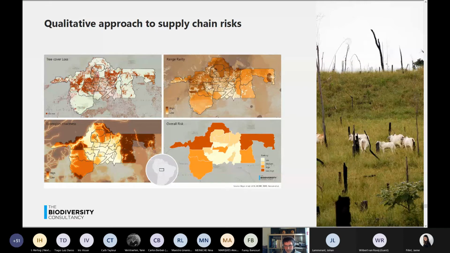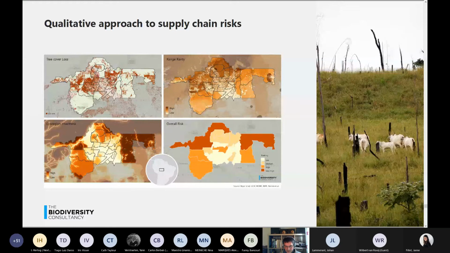You can look at range rarity as a measure of biodiversity significance, but you can also look at the intactness of the ecosystem, because just because an area has rare species, that doesn't capture the whole story. And then you can put those together into an overall risk rating.